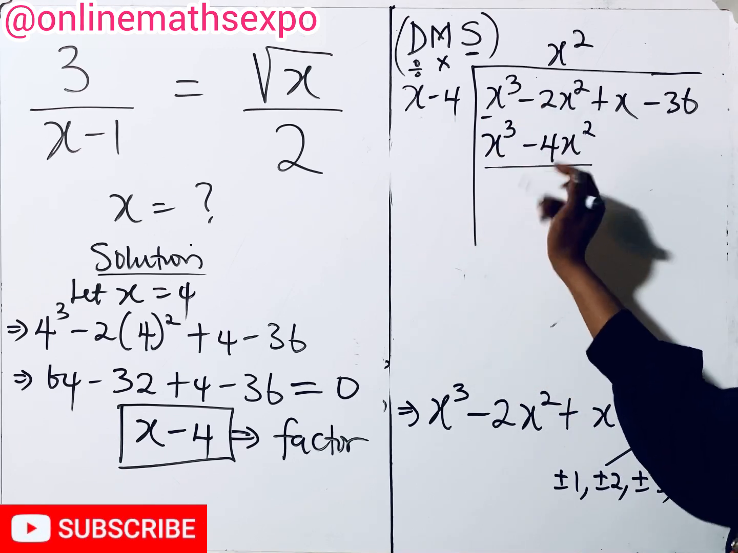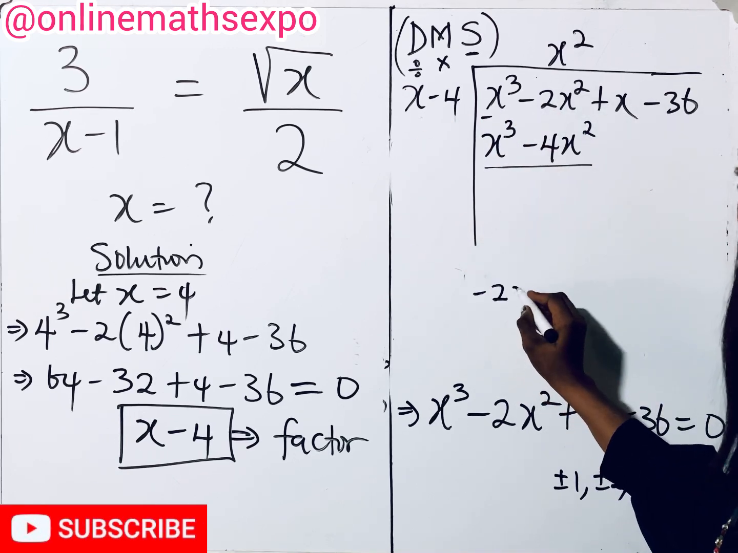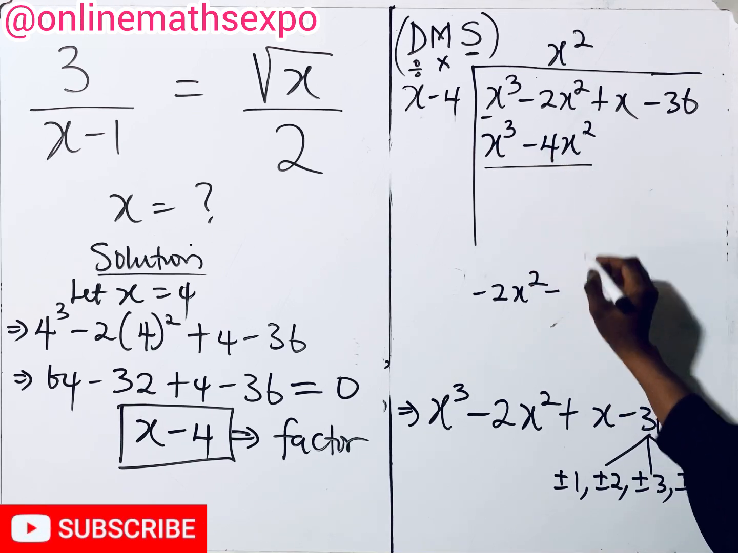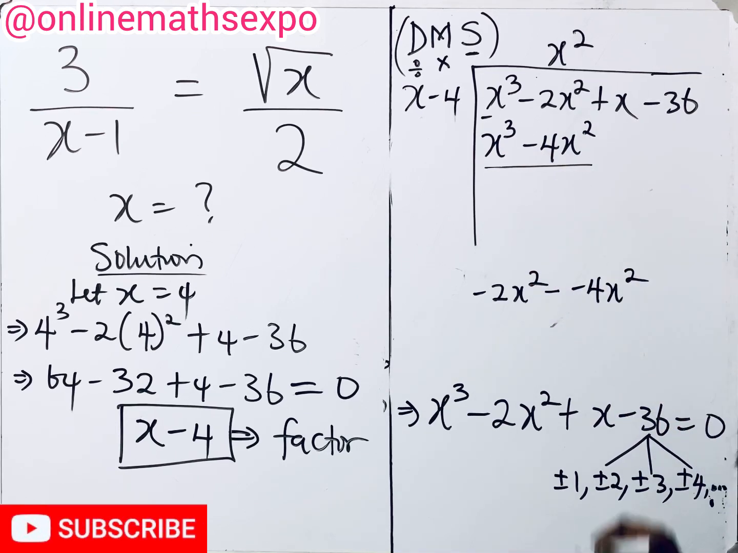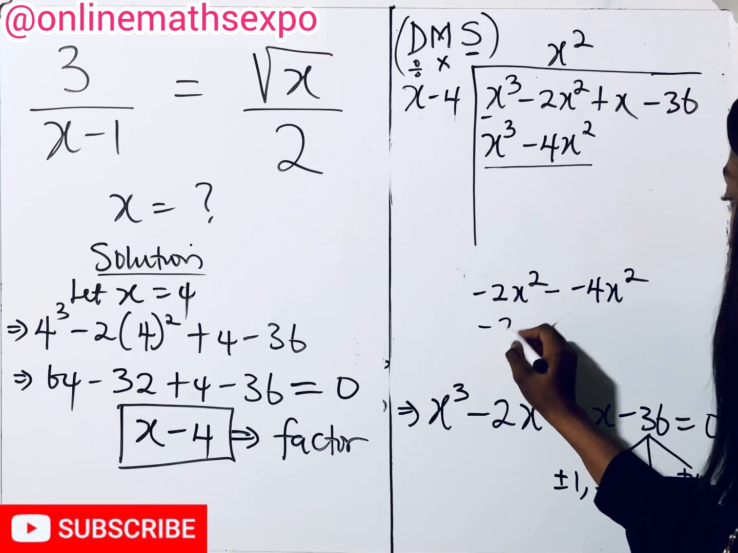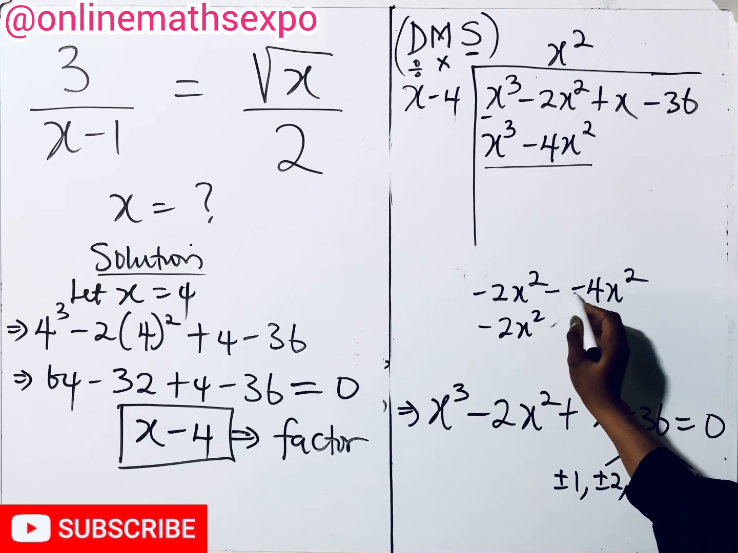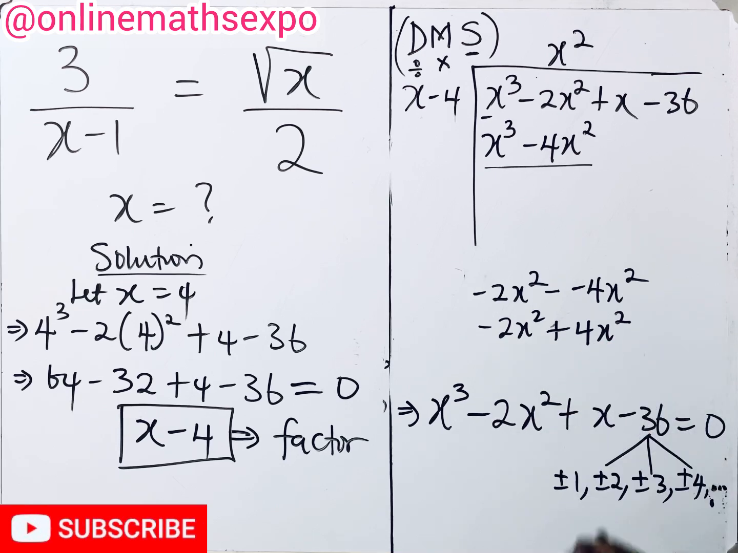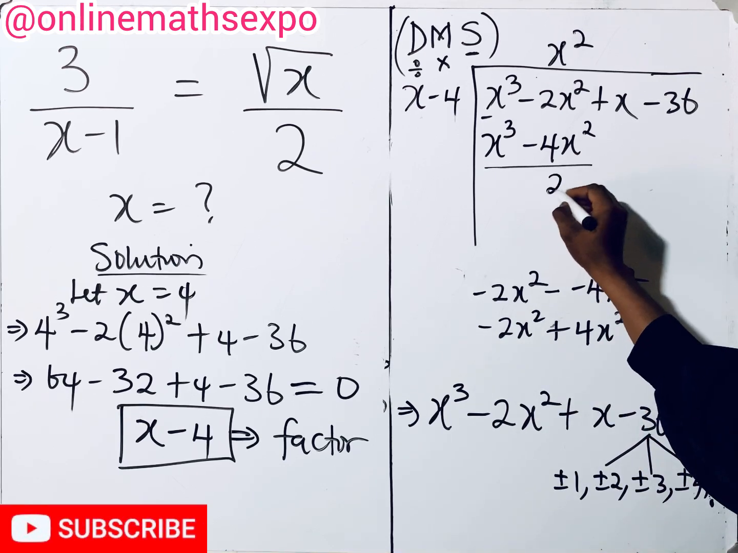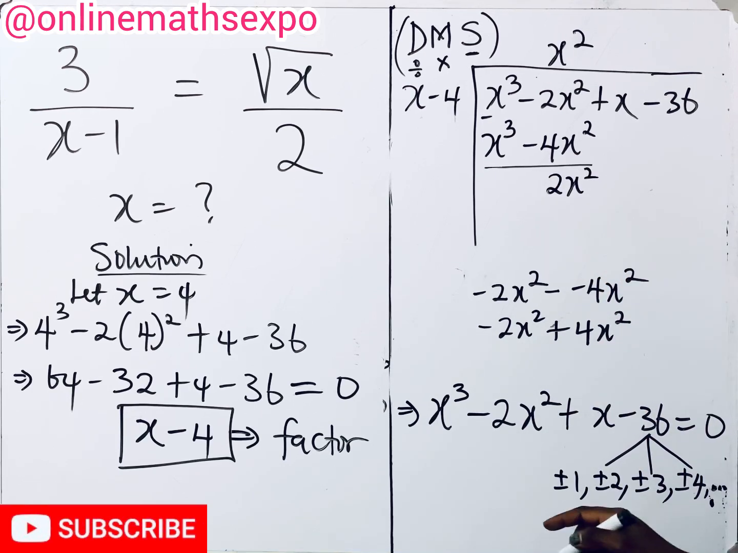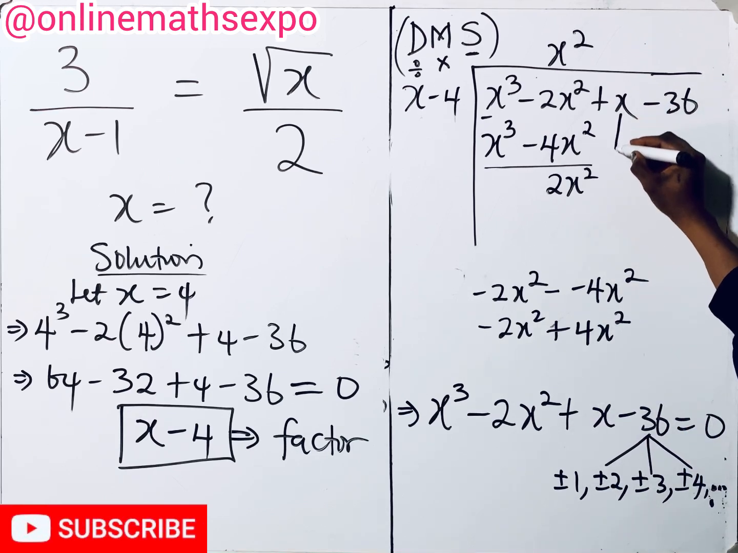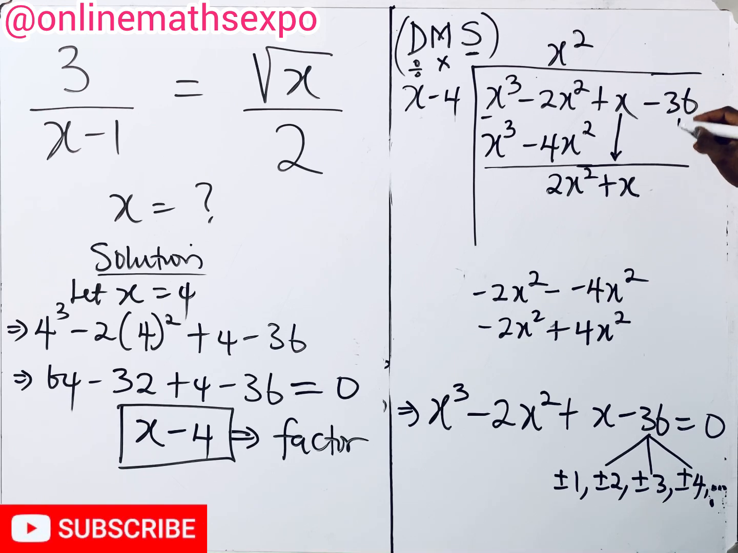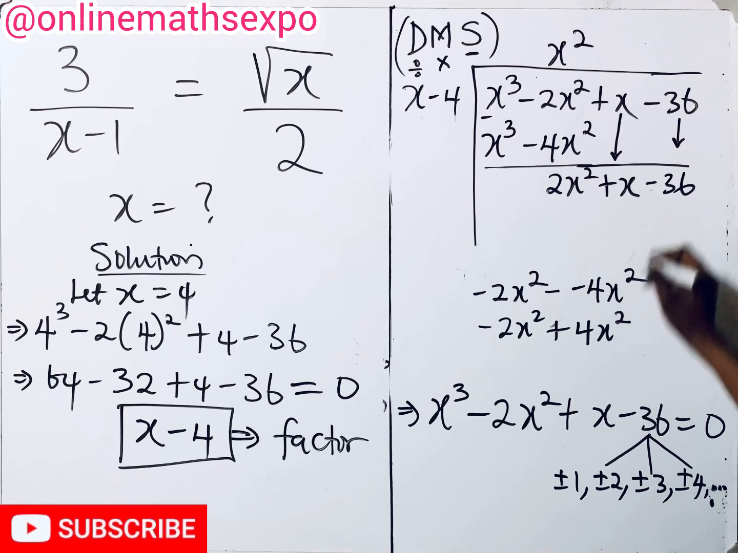Then what you have here is negative 2x squared minus, you see what we're doing, negative 4x squared. Did you see that? So if you simplify, negative and negative is positive. If you add this up, it gives you 2x squared. So we're going to have 2x squared here. Then what do you do now? You're going to bring down this value, so we're going to have plus x. Then you also bring this again, you have negative 36.